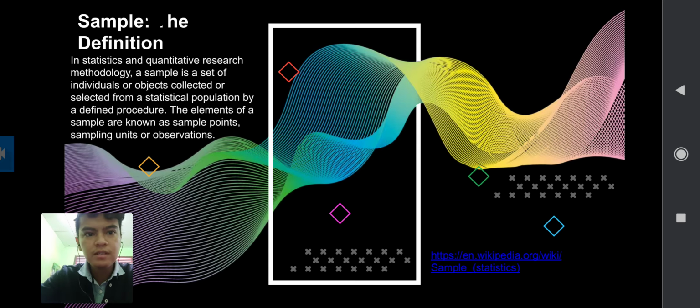In statistics and quantitative research methodology, a sample is a set of individuals or objects collected or selected from a statistical population by a defined procedure. The elements of a sample are known as sample points, sampling units, or observations. For example, if you want to observe the water in the river, it's not possible for you to take all the water in the river. That's why you need a sample, a little piece of water from the river.